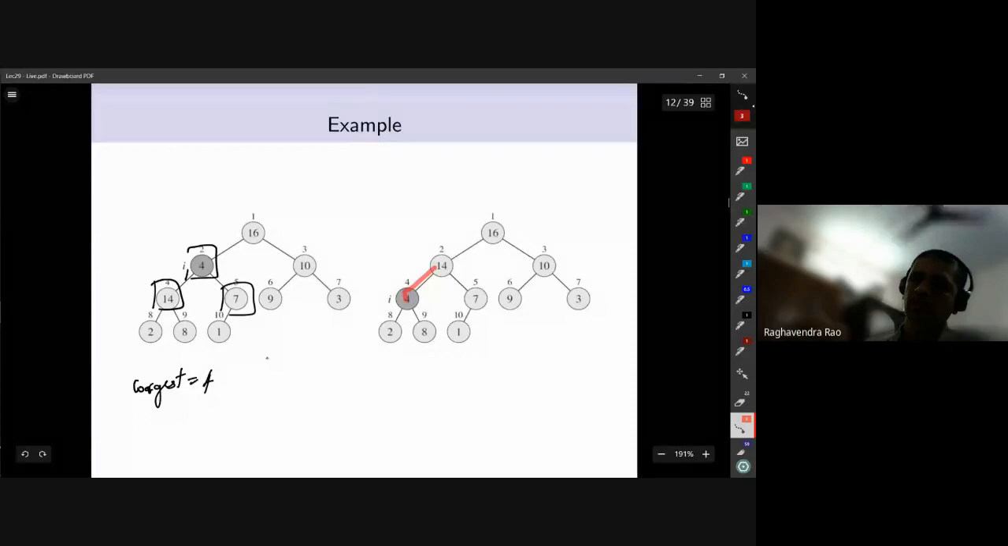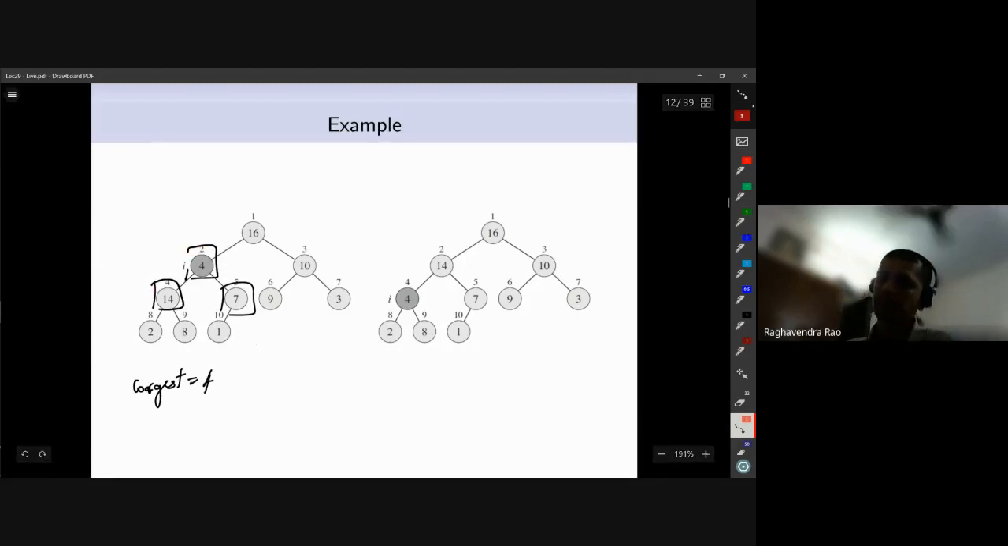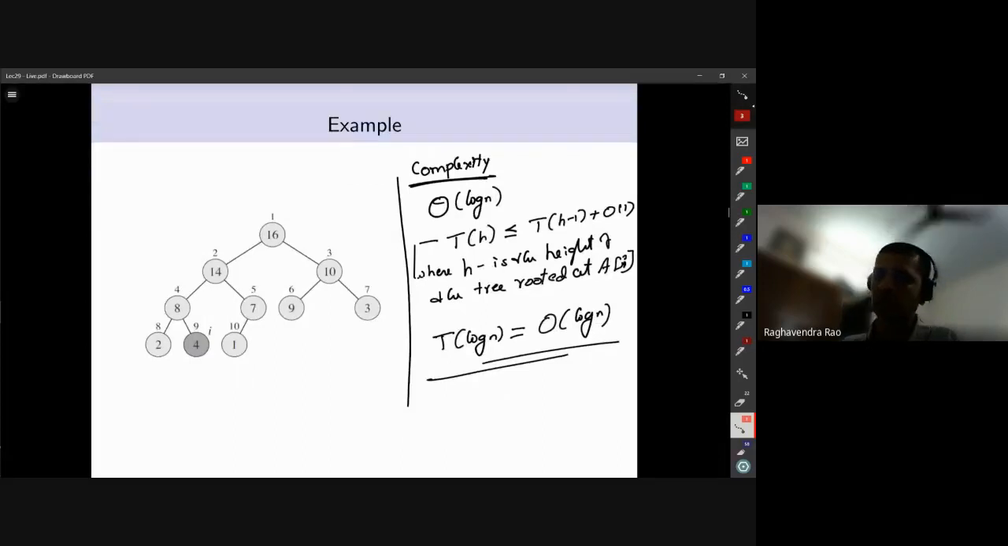If you go one level down, the height is going to decrease. I don't know what the tradition is here, but I call this height 1, height 2, height 3, height 4. I think some textbooks say height 0, height 1, with the leaf node treated as height 0. Nevertheless, it does not really matter. So the complexity of this procedure is order log n.